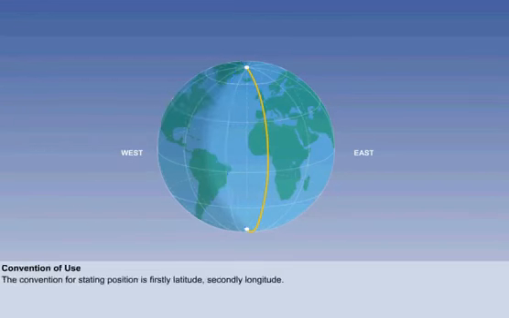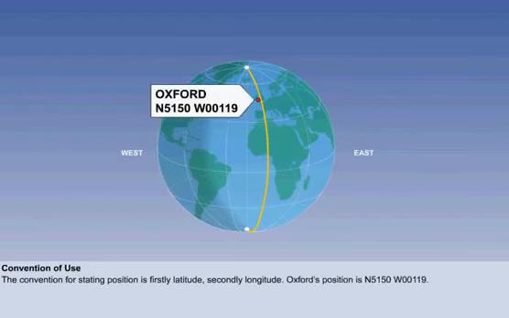When giving a position, the latitude is always quoted first, and the longitude second. For example, Oxford Airport is at north 5150 and west 00119. This indicates that the position is 51 degrees and 50 minutes north of the equator and 1 degree 19 minutes west of the prime meridian.